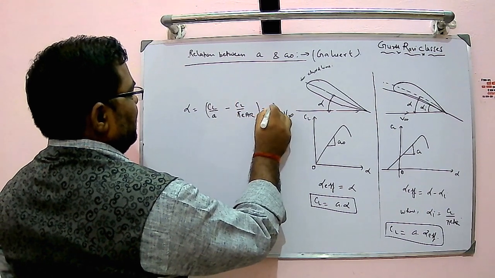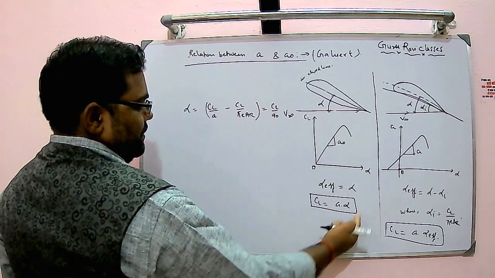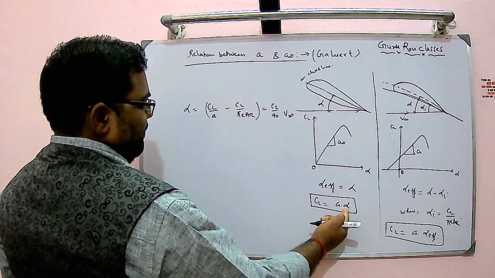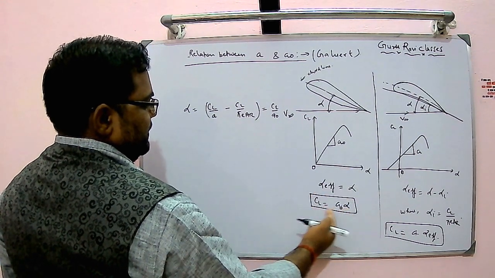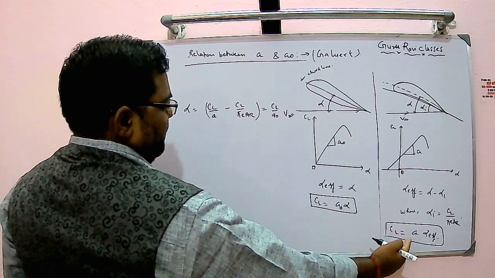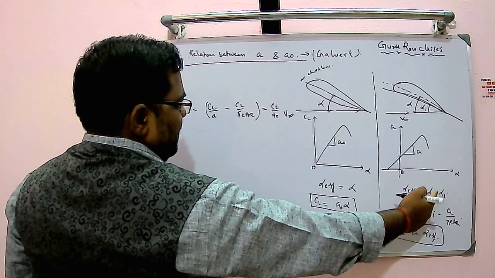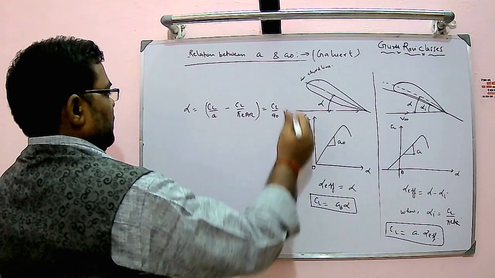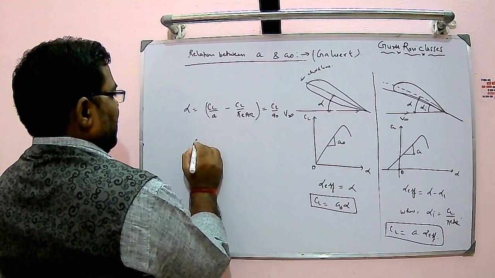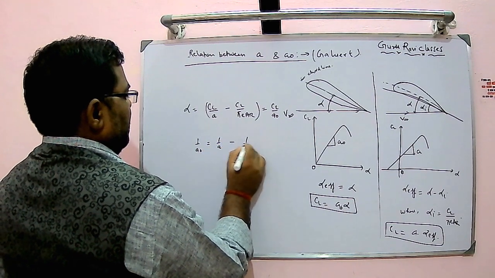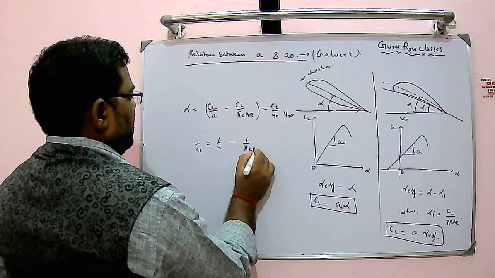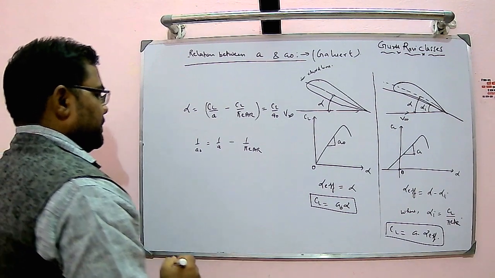This is also equal to CL upon a0, because for the two-dimensional airfoil alpha is CL upon a0. So alpha is equal to CL upon a0 from this equation, and from here it is CL upon A plus this term. If you compare this, I can say 1 by a0 is equal to 1 by A minus 1 upon pi e AR.